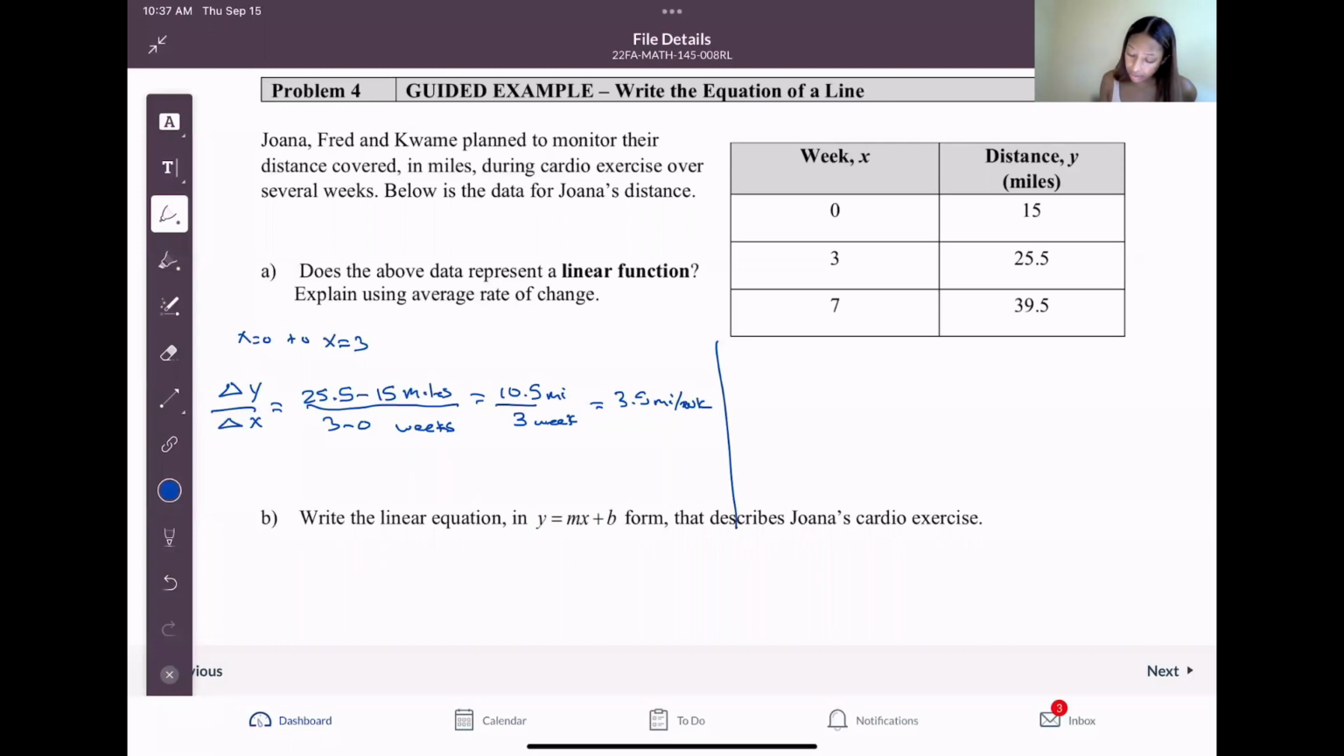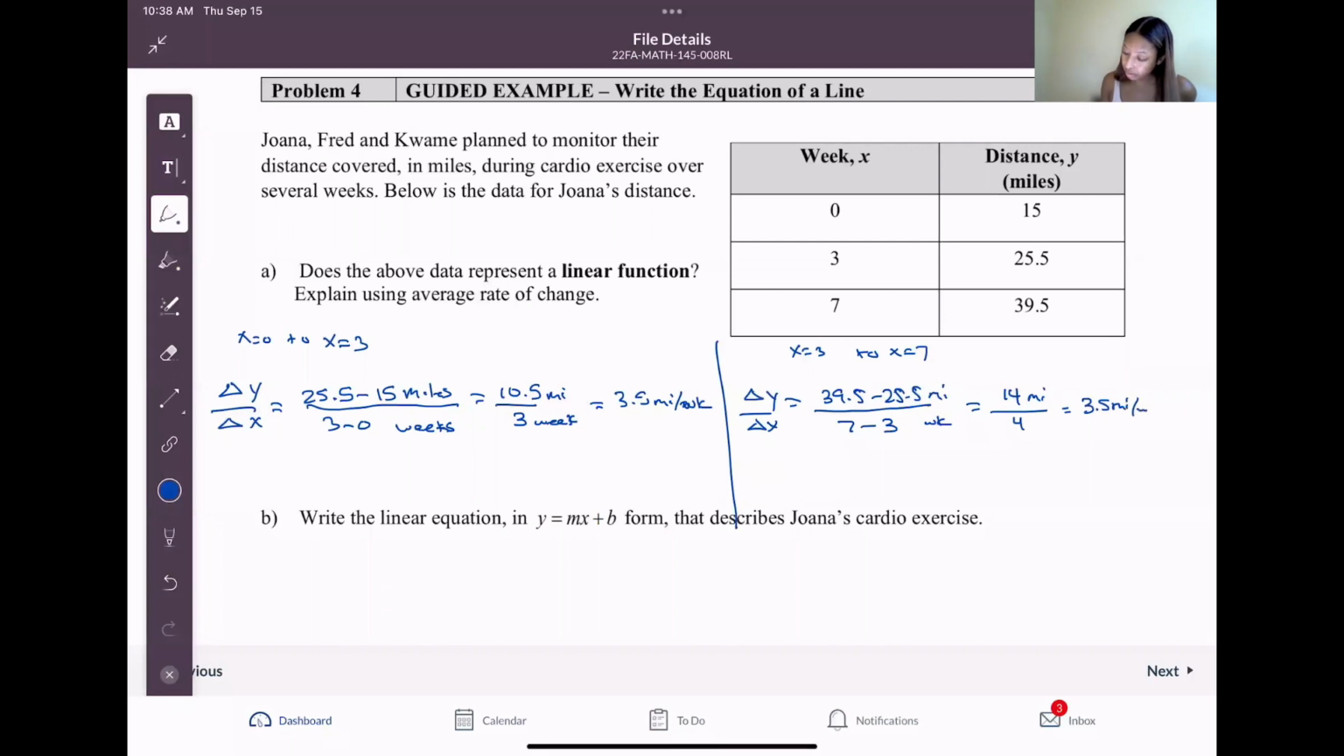Then from weeks 3 to 7, so from x equals 3 to x equals 7, we get delta y over delta x is 39.5 minus 25.5 over 7 minus 3. And again, that's miles per week. All right, so 39.5 minus 25.5 is 14. And 7 minus 3 is 4. 14 divided by 4 is 3.5.